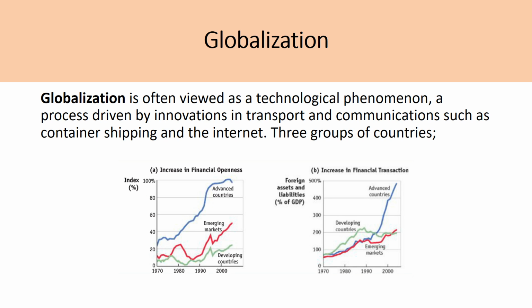Okay? So, globalization. We already talked about it being a key word. Now, globalization is often viewed as a technological phenomenon, which is a process driven by innovations in transport and communications, such as container shipping and the internet. Now, there are three groups of countries. There are advanced countries, emerging markets, and developing markets. Now, these graphs over here, they just kind of show two key factors to compare the difference between these three groups of countries.